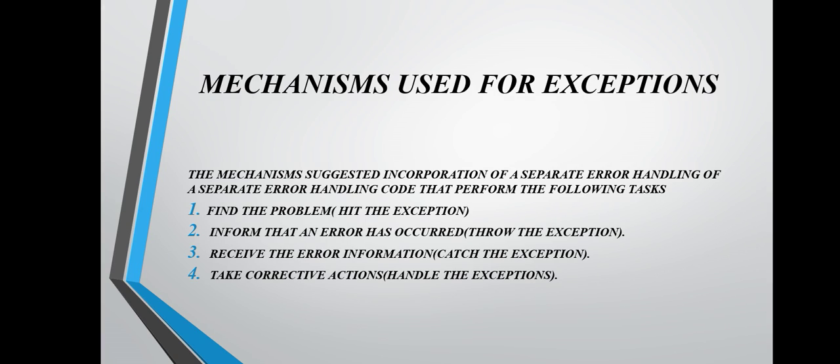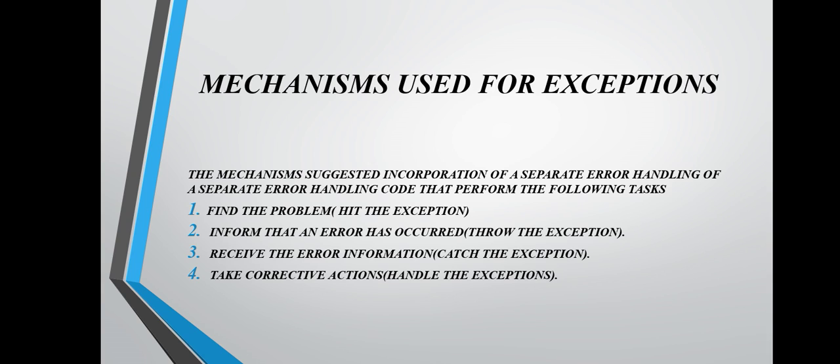Mechanism used for exceptions. Exception handling is a mechanism suggested to handle and separate errors from a program to perform the following tasks. Number 1: find the problem. The user must find the problem, or hit the exception, where the error has occurred. Number 2: inform that an error has occurred.